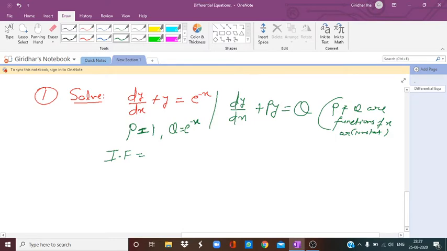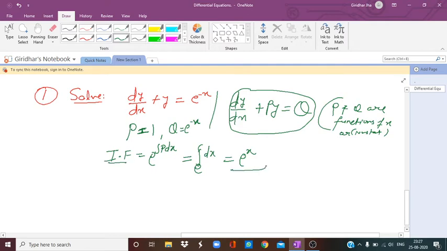Integrating factor, which is e to the power integral p dx, for this form, dy/dx plus py equals q. For this form, the integrating factor is e to the power integral p dx. Now, here p is 1, so e to the power integral dx, which is nothing but e to the power x. Integration of dx is x. So the IF is e to the power x. Do not take c here. Write only e to the power x.